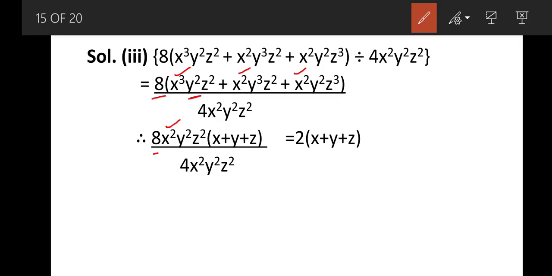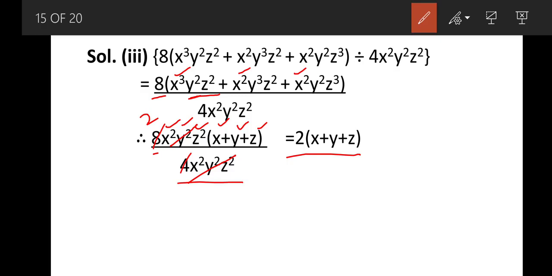Likewise for y, what is the least power of y? That is y square. Similarly for z, the least power of z, that is z square, will be written outside. So what will be left inside the bracket? It will be x plus y plus z divided by 4x square y square z square. So x square y square z square will get cancelled out with x square y square z square, and 4 and 8 will be solved, and you will be getting the answer as 2 bracket x plus y plus z.